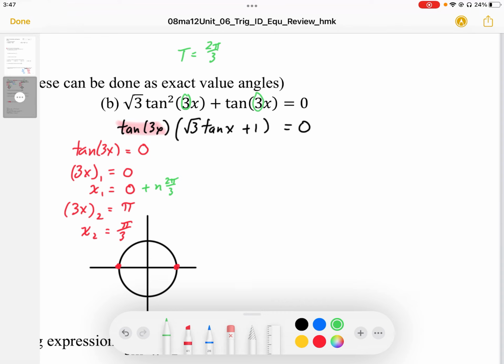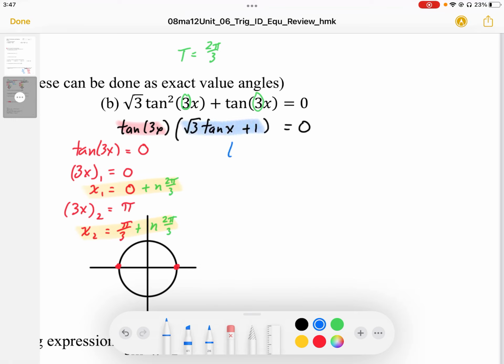And so we have two solutions within the 2 pi. I found both solutions, and then I'm going to show the repetitions with an n 2 pi over 3. So there are two of my answers, and I'm just going to highlight this. There's one solution here and one solution here. Okay, so then I need to solve for the other bracket here. So I have solutions here as well.